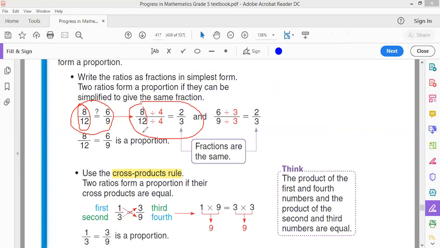They first took 8 over 12 and divided by 4, so it's 2 over 3. And then they took 6 over 9 and divided by 3. So from 8 over 12, it's 2 over 3, and from 6 over 9, it's 2 over 3. You can say that, look there. I will explain it to you here on the whiteboard.